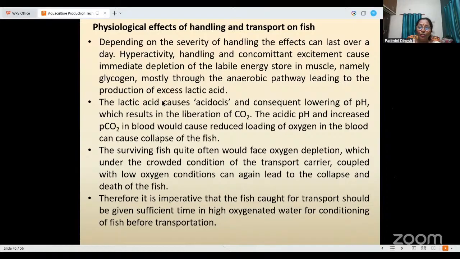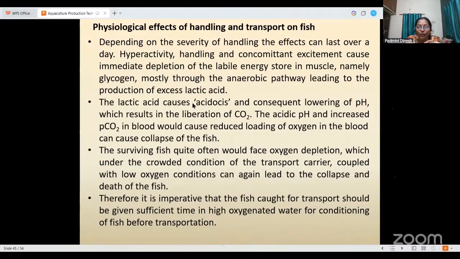Now, lactic acidosis. This is one important point I want to talk about. When we are transporting fishes, because of the excess of fishes present, they have excitation and stress, and this leads to lactic acid release in the water. When the lactic acid is released, the water becomes acidic, and the acid content in the blood also increases, and that leads to collapse of the fishes.